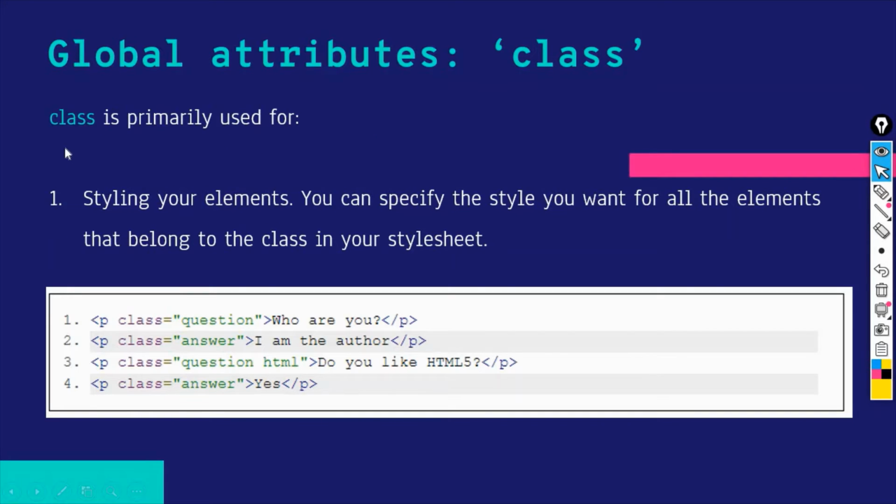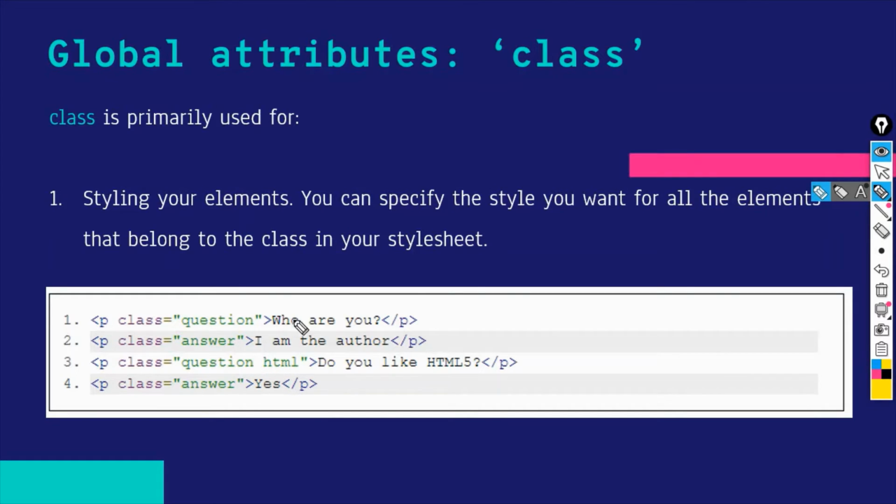So where do we use the class attribute? First, the same as with ID, for styling your elements. You can specify the style you want for an element that belongs to the class in your style sheet. Let's take a look at this example. You have three different classes: question, answer, and HTML.